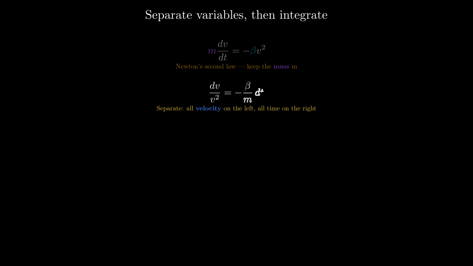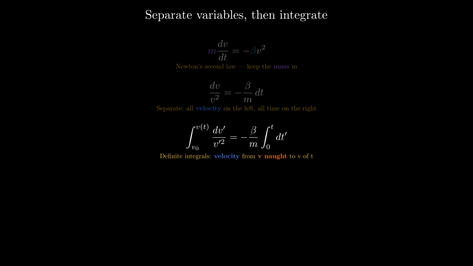Start from Newton's law, m dv/dt equals minus beta v squared, and solve it by separating variables. Divide both sides by the mass and by v squared, then multiply through by dt. Every bit of velocity lands on the left, every bit of time on the right. dv over v squared equals minus beta over m dt.